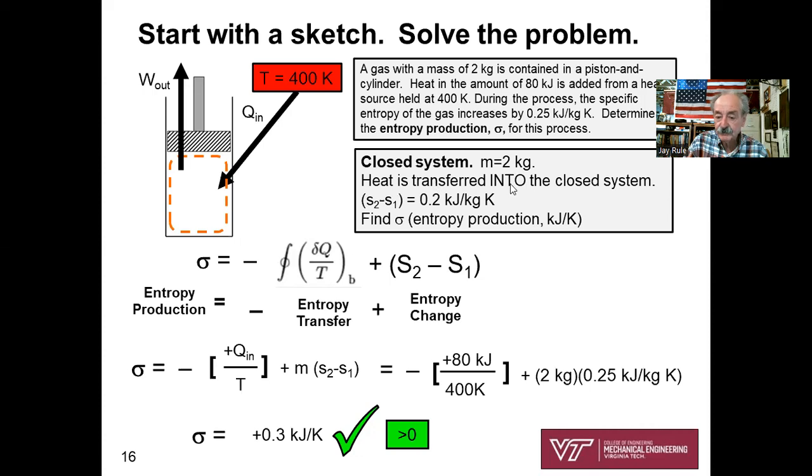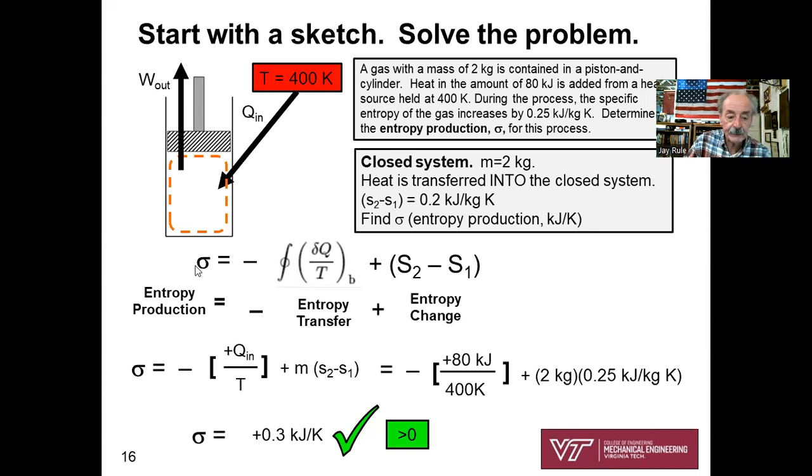I write that heat is transferred into the closed system. That's going to help me with the entropy transfer term. I write down that S2 minus S1 is 0.2. I believe that is a typo. It should be 0.25 kilojoules per kilogram. So there's a typo, 0.25. Find sigma, entropy production, in kilojoules per degree K. So, all right, there we go.